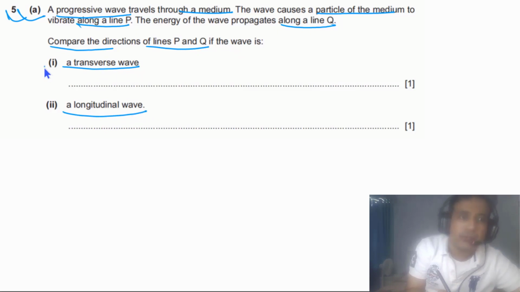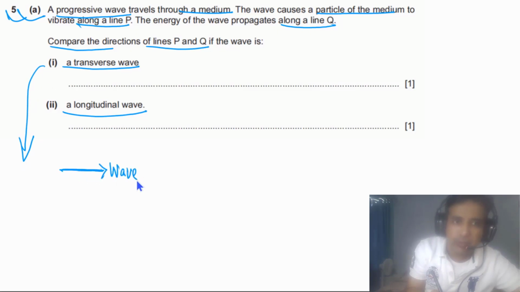So first of all, for transverse wave, imagine that the wave is traveling to the right. So this is the direction of wave, or we can say the direction of energy transfer, and this is represented by Q. Now imagine that we have a medium particle, and due to the transverse wave, it will be vibrating up and down. So this is represented by line P.